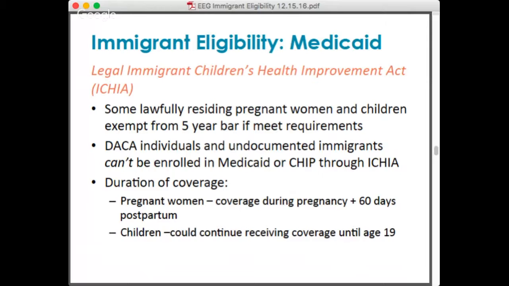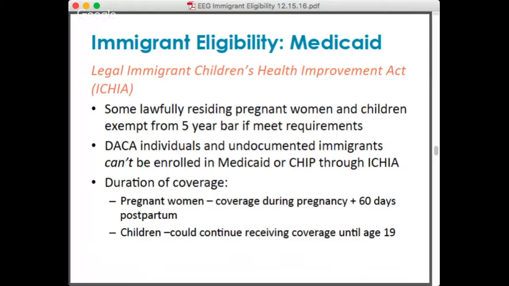If you meet those qualifications and you're within that 5-year bar, you aren't subject to the 5-year bar. So that's one of the exceptions. It's important to note that DACA individuals and undocumented immigrants can't fall within this exception. They can't be enrolled in Medicaid or CHIP through ACA, even though DACA recipients are technically lawfully present. They are unable to meet that. And undocumented immigrants aren't technically lawfully present, so they couldn't be enrolled through Medicaid or CHIP through this option.